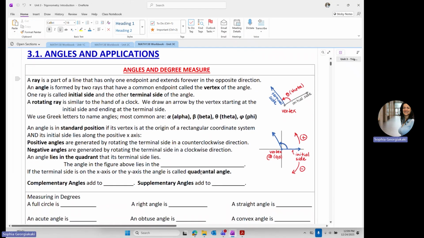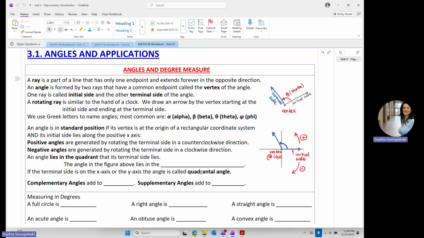So first, we need to know some terminology. What is a ray? A ray is a part of a line that has only one endpoint and extends forever in the opposite direction. What is an angle? An angle is formed by two rays that have a common endpoint called the vertex. One ray is called the initial side, and the other ray is the one that rotates, and it's called the terminal side of the angle. A rotating ray is similar to the hand of a clock. We draw an arrow by the vertex, starting at the initial side and ending at the terminal side.